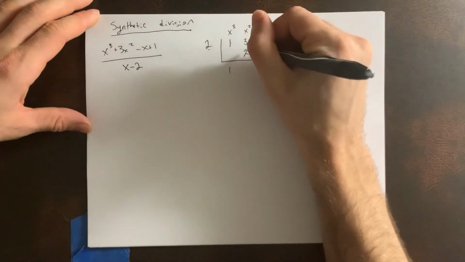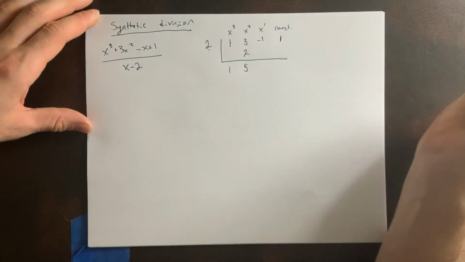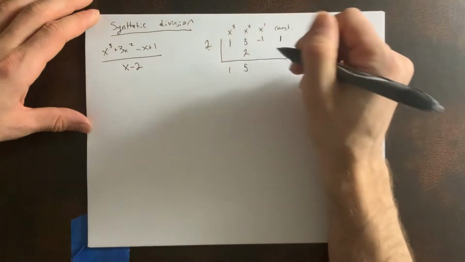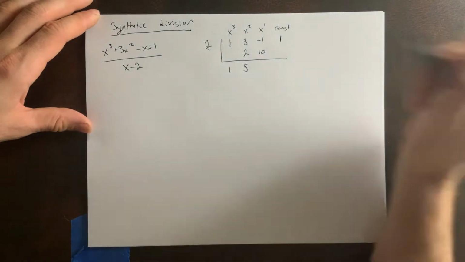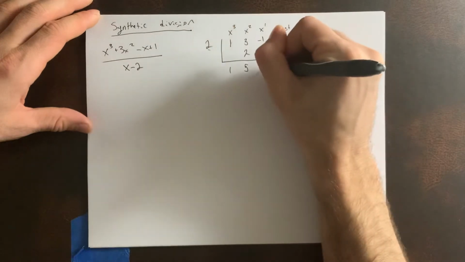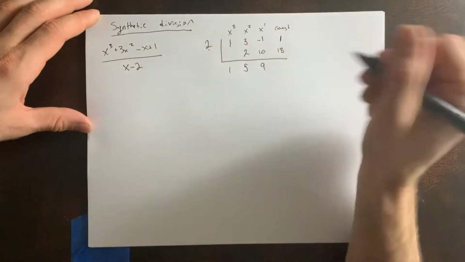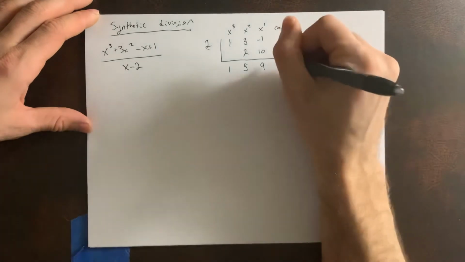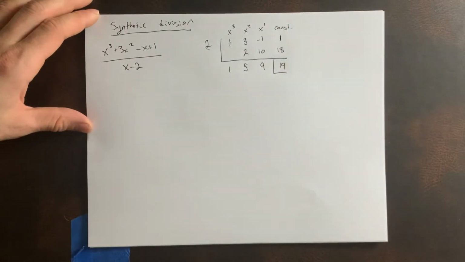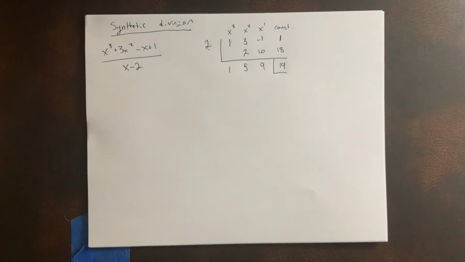Okay, so now we're going to add these two numbers. That's 5. Put that here. And then do that multiplication thing again. 2 times 5, that's 10. Put the 10 here. We're going to add these two numbers. That's 9. 2 times 9, that's 18. So an 18 goes here. Add these two numbers, and we get 19. And then it's just helpful to put that last thing into a box like that. Okay. And so now we're done.